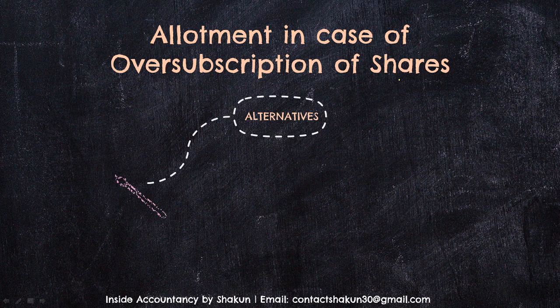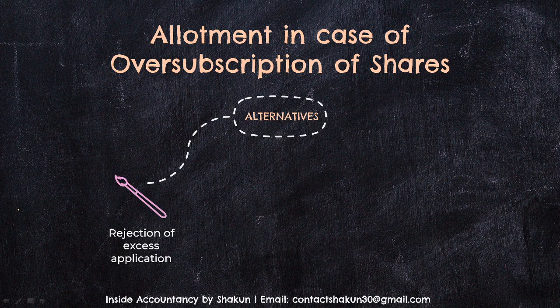The first alternative is the rejection of excess application money. So some applications are accepted in full, and the excess applications are rejected and the money is refunded through bank. So whenever some applications are accepted in full and excess applications are rejected, it is called rejection of applicants. Let me take an example.